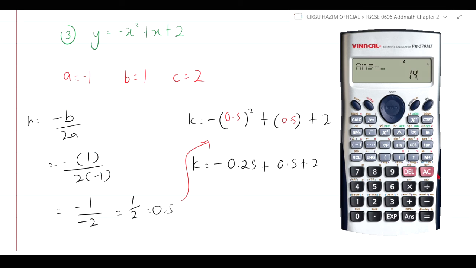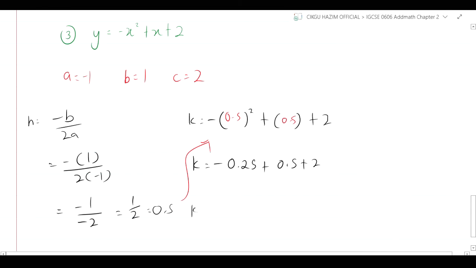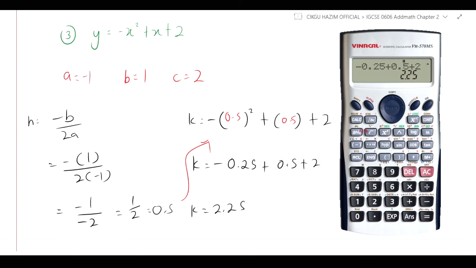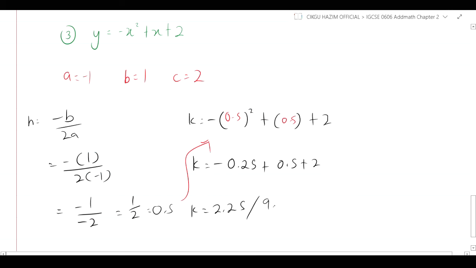Okay, negative 0.25 plus 0.5 and then plus 2. What you get here is 2.25. k equals 2.25. Or maybe if you want to press it as a fraction here, it is actually 9 over 4. No problem at all. So here, 9 over 4.